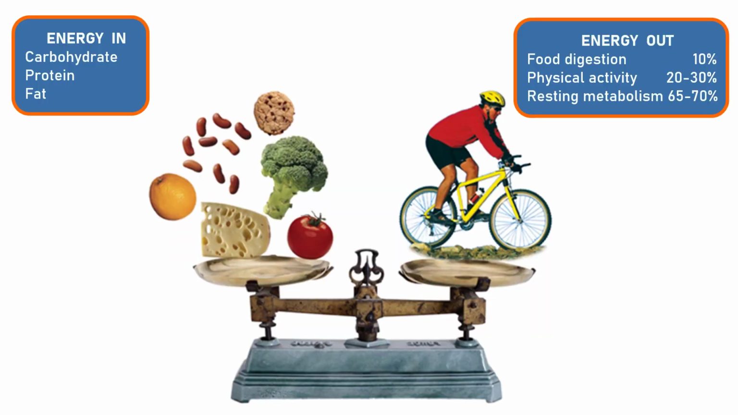So how calories are used is they have this whole thing about energy balance, where you have energy in, coming from carbohydrate, protein, and fat. Those are your macronutrients, or in this conversation, we're going to refer to them as substrate. And then you have your energy out, which is food digestion, physical activity, and resting metabolism.